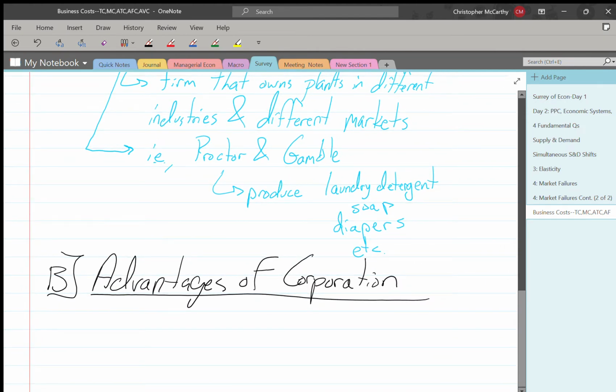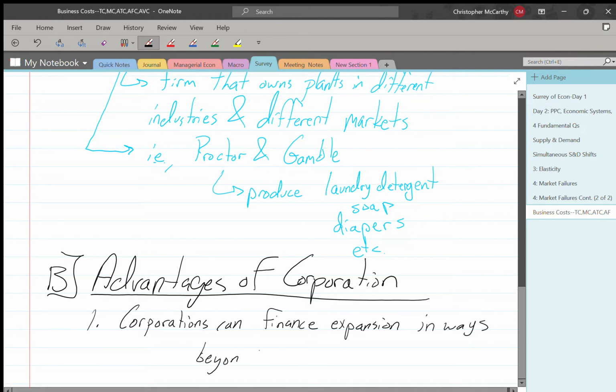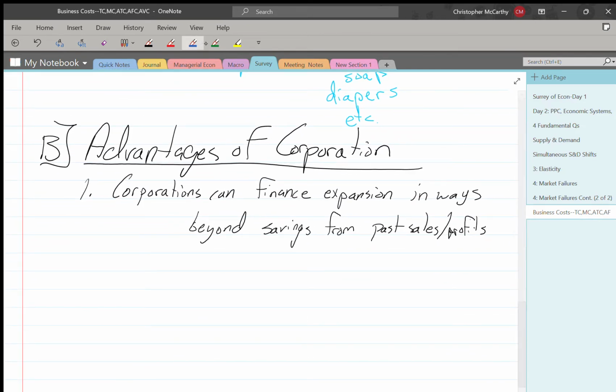So corporations, there's a lot of advantages. First and foremost, they can finance their expansion in ways beyond savings from past sales or profit. What do we mean by that? Well, they can sell stocks and bonds.